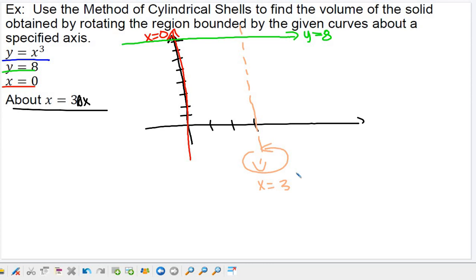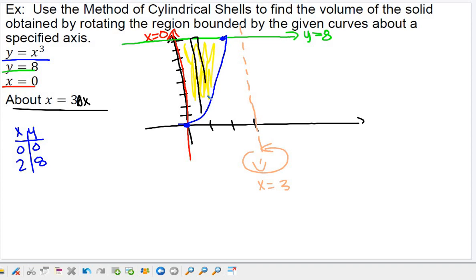And this is our rotation, not one of our bounds. So if I'm in the first quadrant, I know this goes through 0, 0. So I know it goes here. Then my next one would be what makes it when y is 8. Well, that would be 2. 2 cubed is 8, right? So it looks like this. It has this kind of shape. It's a cubic, right? So this is the area that I'm rotating this direction, which means that my cylinder runs this way. My soup can, delta x, right?